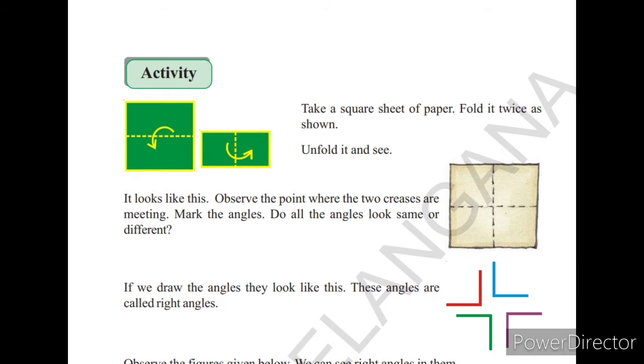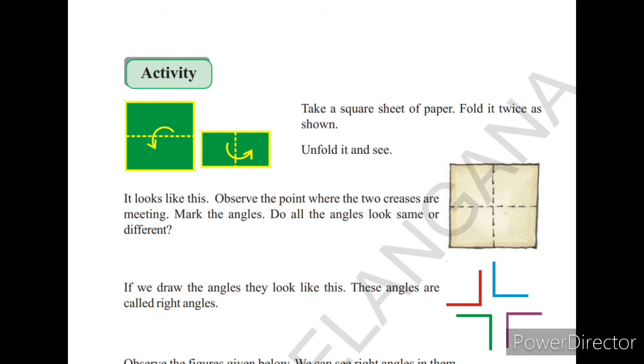Okay, observe the point where the two creases are meeting. Mark the angles. Do all the angles look the same or different? If we draw the angles, they look like this. These angles are called right angles. So you can mark all the angles. All the 4 angles are looking the same. You can observe here. All the 4 angles, whatever we have marked, are looking the same. So those angles we call right angles.